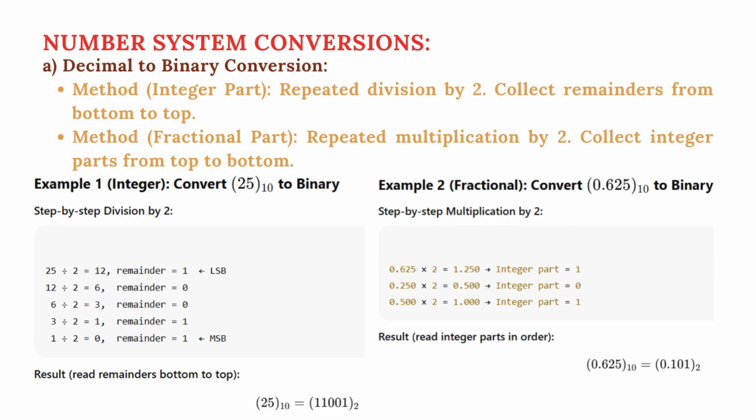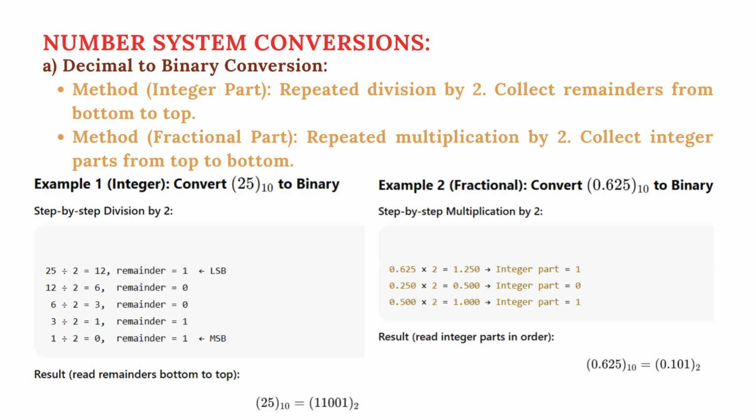25 divided by 2 is 12, with the remainder of 1. We are going to save that remainder next to the first line, the LSB, that is the least significant bit, the first bit in our final answer. Next we take the result of our division, which is 12, and divide it by 2 again. 12 divided by 2 is 6, with the remainder of 0. We save this remainder next to the second line.